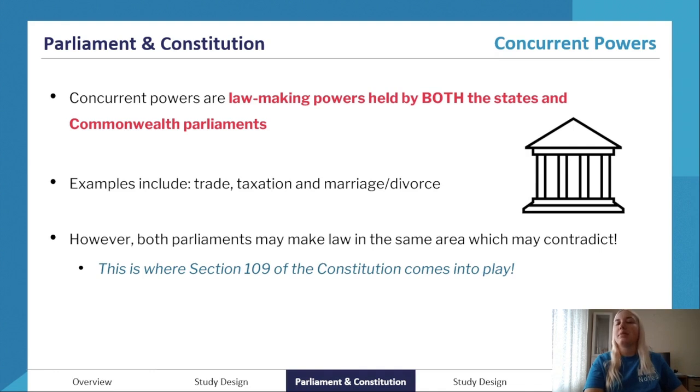First of all, what are some examples of concurrent powers? Things like trade, taxation, and laws around marriage and divorce. So, for instance, with the taxation example, if we have a think about this, how's that concurrent? If we look at Commonwealth Parliament level, that would include the tax you get on your income and your tax return.